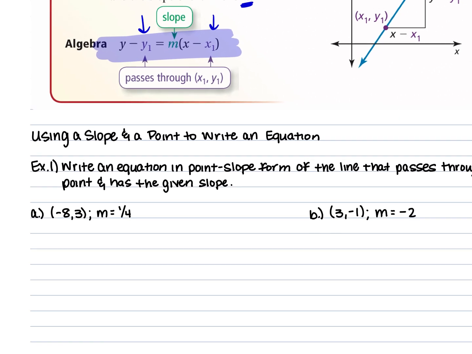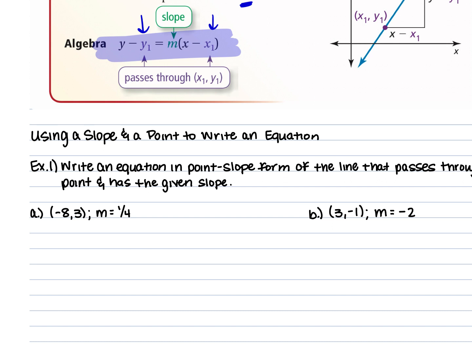So for example 1, it says write an equation in point-slope form of the line that passes through the point and has the given slope. So our point-slope form is y minus y1 is equal to m times x minus x1. It gives us a point, so this is going to be our x1 and y1, and it gives us the slope, which is 1/4. So we just have to plug in what we have. So we start with y minus, what's my y1? 3. That's equal to my slope, which is 1/4, times x minus, what's the x1?